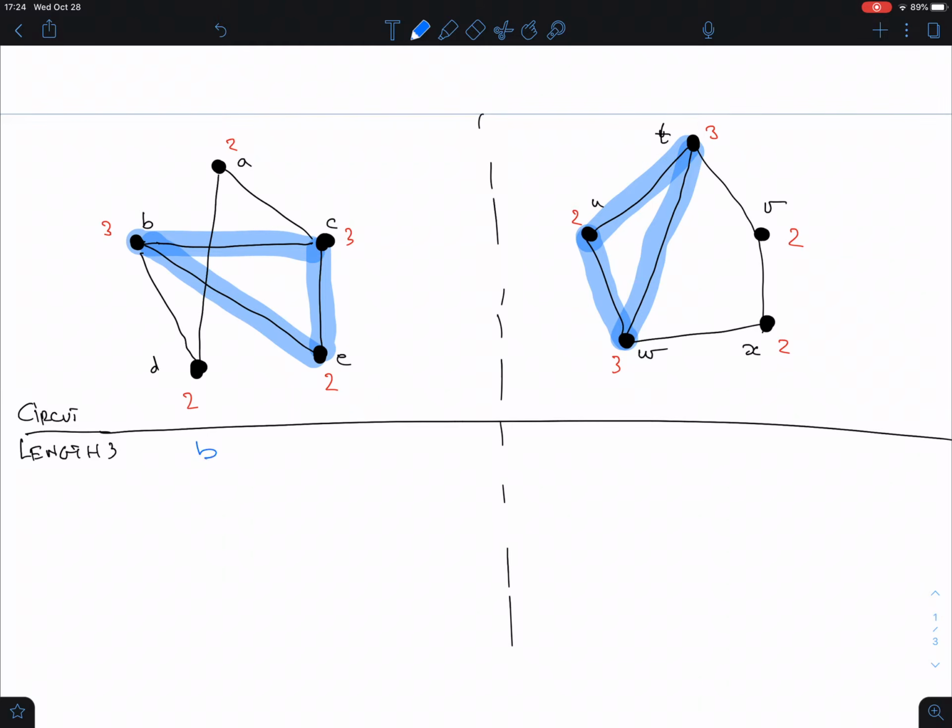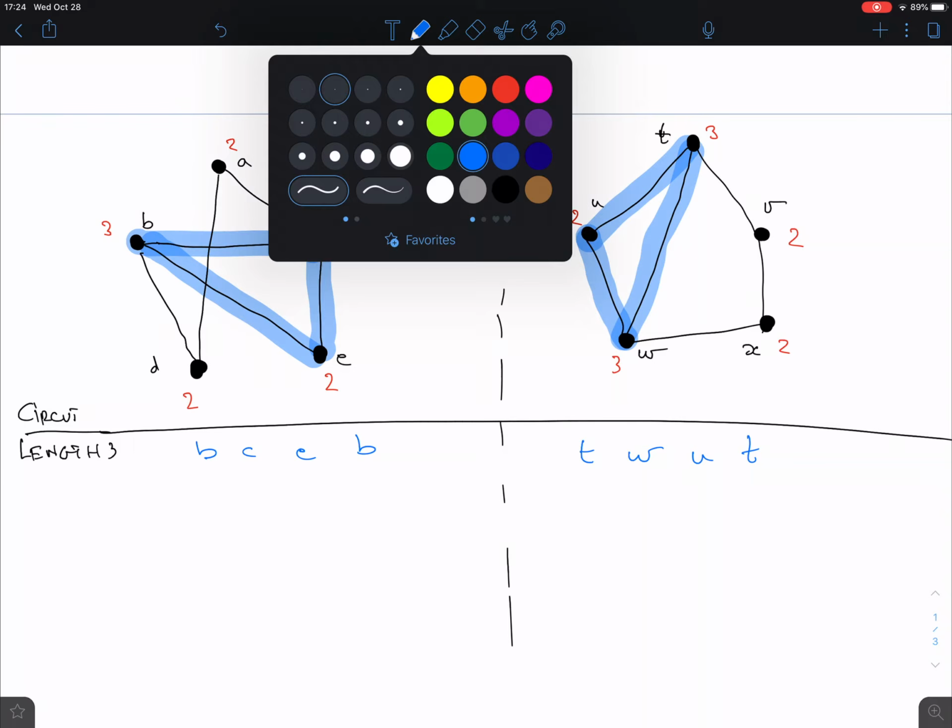So let's write down what it is. It is B, C, E, B. Now this one here, I'm going to write it down first. It is for instance T, W, U, T, and go back to T. Now, of course, since it's a circuit, I can start it at whatever point I want. Keep that in mind. I'm not going to use it yet, but I'm going to change it later. So these are the only ones, I hope you agree with me, of length 3.